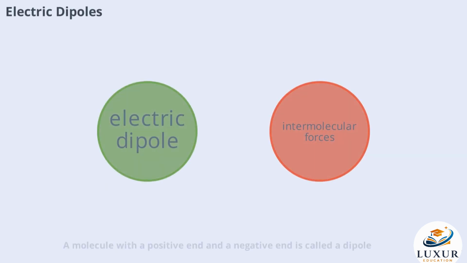A molecule with a positive end and a negative end is called a dipole. These electric dipoles can interact with each other and with ions, leading to interesting behaviors. For example, water molecules arrange themselves so that the positive end of one is near the negative end of another. This creates strong attractions between molecules, called intermolecular forces, which affect boiling points, solubility, and more.